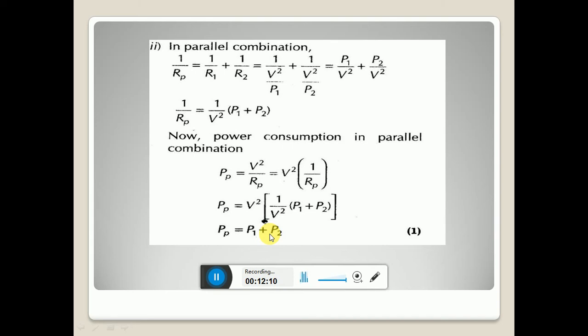When the components are connected in parallel combination, the effective power consumed by the appliances will be the sum of individual power values. So the power consumed by the appliances will be more when they are connected in parallel combination, and power consumed by the appliances will be less when they are connected in series combination.